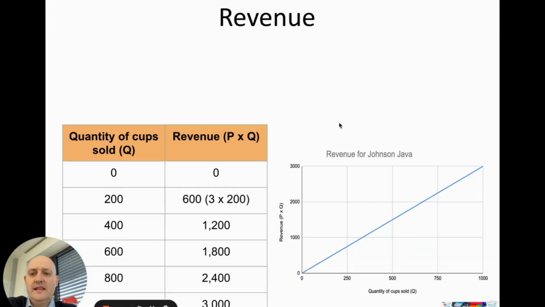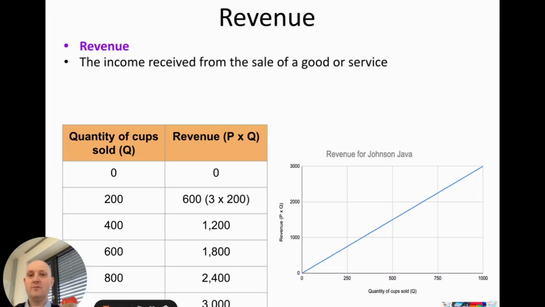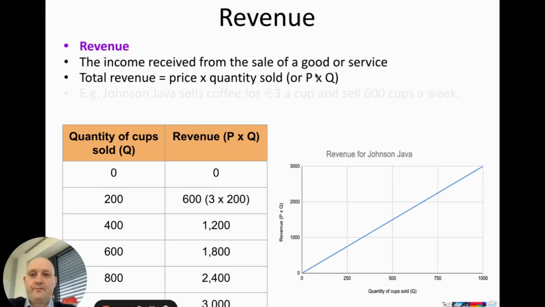So let's firstly define revenue. Revenue is the income received from the sale of a good or service. When Mercedes-Benz sells a car, they collect money from the customer. So revenue is the total amount of money that they receive from selling their cars. In the context of Mercedes, they're selling goods.